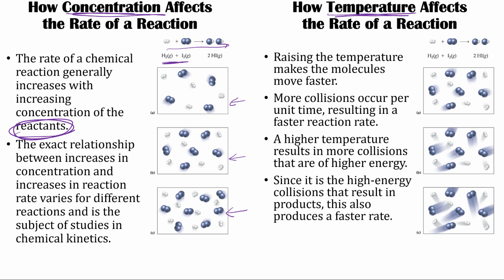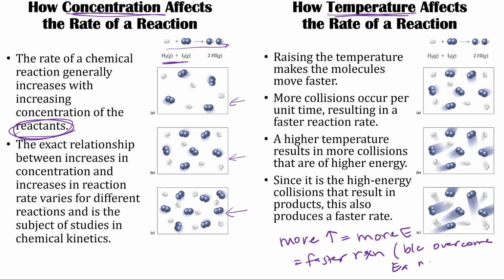And then temperature. If we increase the temperature of a reaction, the molecules are going to move more quickly, and they're going to have more energy. And if they have more energy, they can overcome the energy of activation faster. So more temperature means more energy, means faster reaction, because they can overcome the energy of activation more quickly. And over here, higher concentration means more collisions, so you have a higher chance of an effective collision.